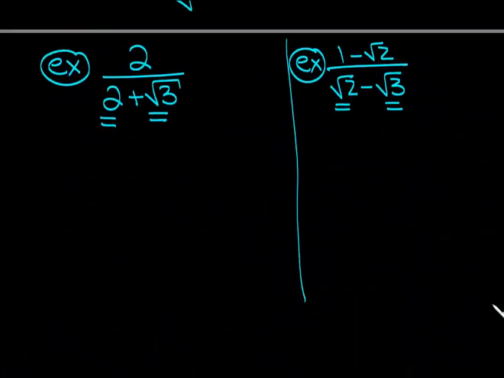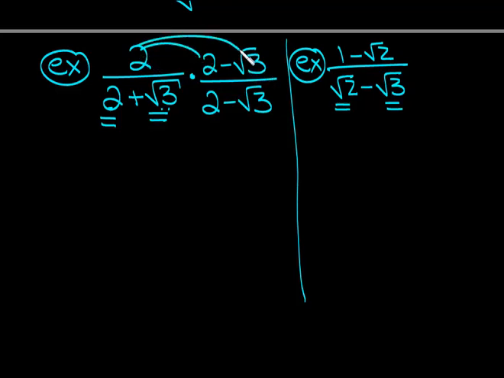So since I have two things here, I want to multiply by the conjugate. What's a conjugate of this? Remember I said conjugate is exactly the same thing except the sign in the middle is different. So the conjugate is 2 minus square root of 3. Since we're doing the bottom, we also have to do the top. Then we can go ahead and distribute on the top. So we get 4 minus 2 square root of 3.